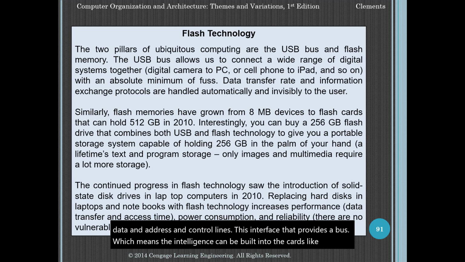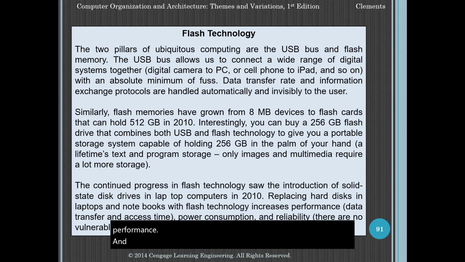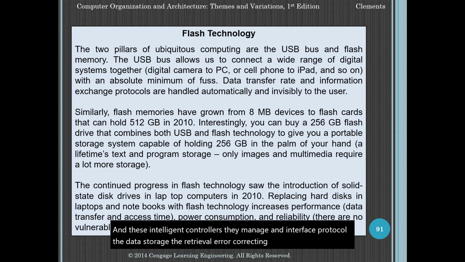And these intelligent controllers manage an interface protocol, the data storage, the retrieval, error correcting codes, and diagnostics. They can use configuration registers and software management systems. And so from the point of view of the host system, whatever you're plugging this card into, the card just looks like a standard disk interface, right? It can't tell the difference.